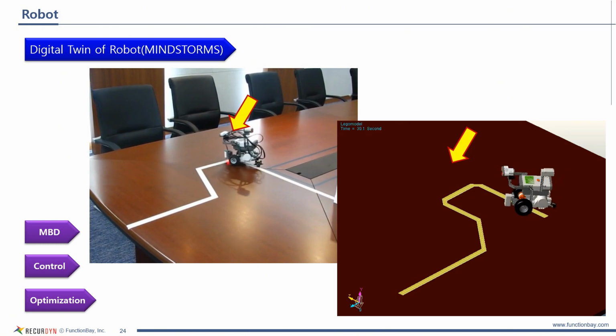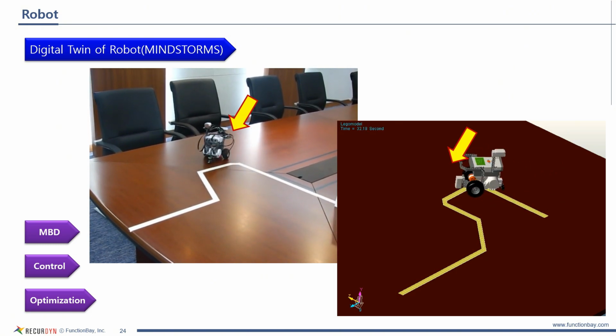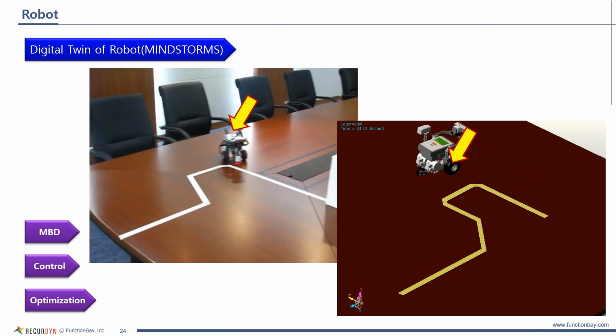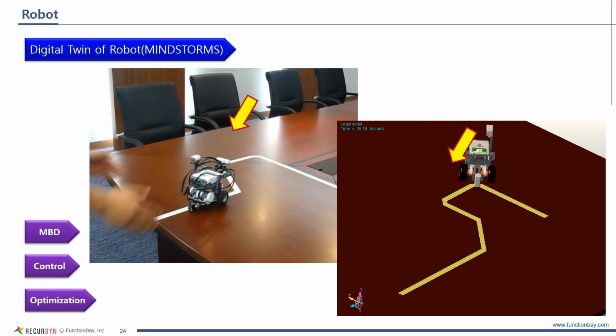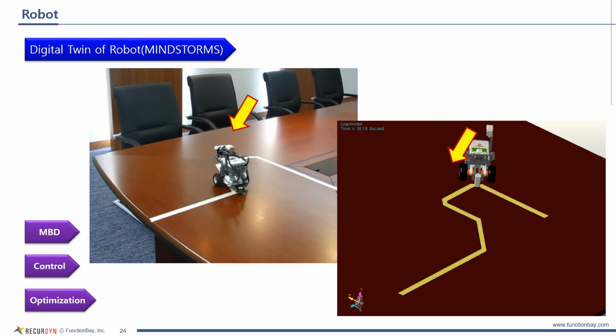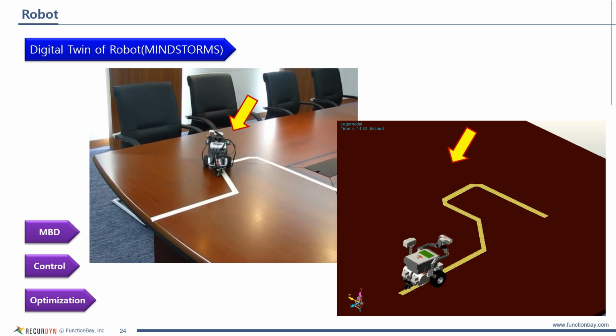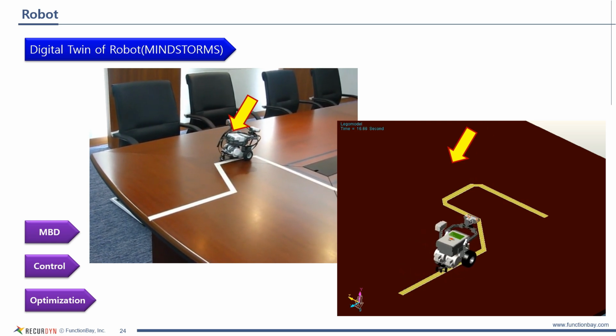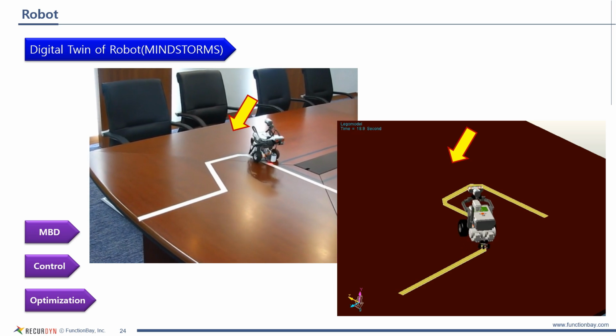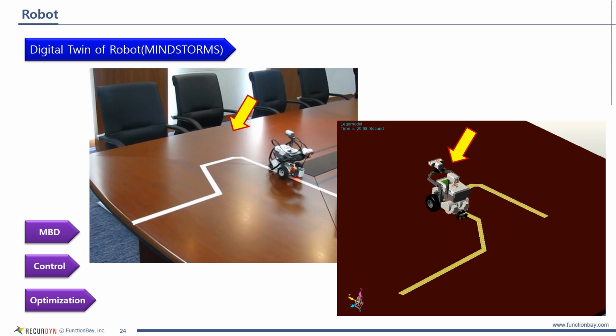Tests can be conducted under a wide range of virtual environments and conditions by utilizing a digital twin model. This approach allows you to identify and prevent potential issues in the actual system before they occur.